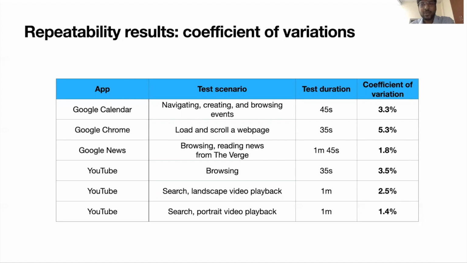We see that the coefficient of variation is typically higher when the test runs are short. When the coefficient of variation is less than 10%, the setup is generally considered highly repeatable. So this shows that eTester achieves high fidelity.